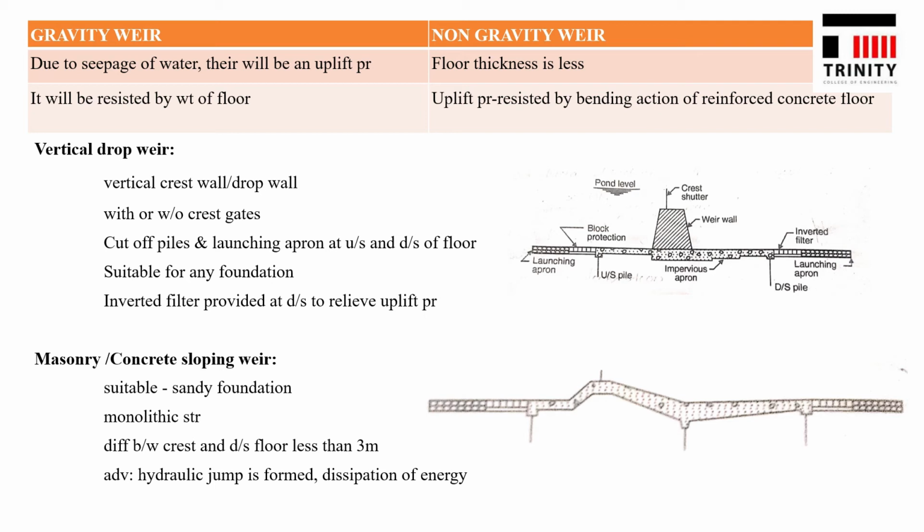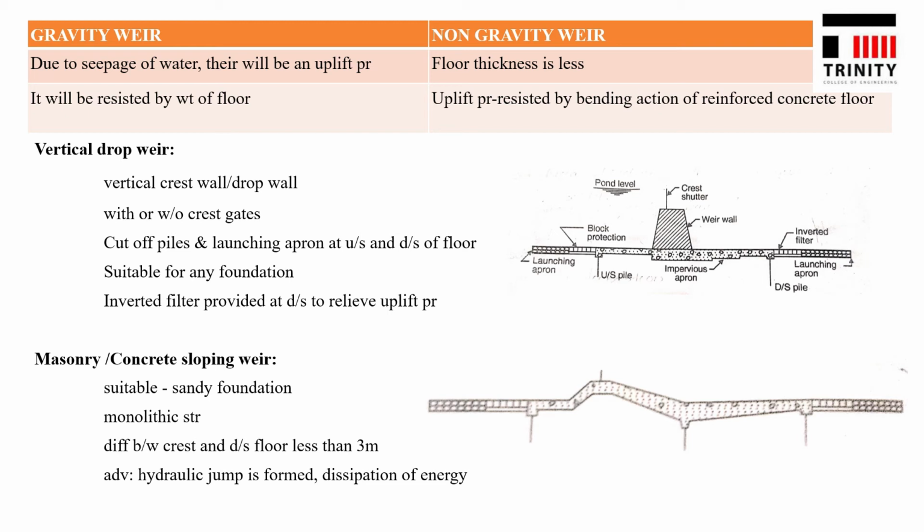Now, a gravity weir can again be divided into vertical drop weir, sloping weir, and parabolic weir, and the sloping weir can again be divided into masonry or concrete and dry stone weir. First, moving on to the vertical drop weir.